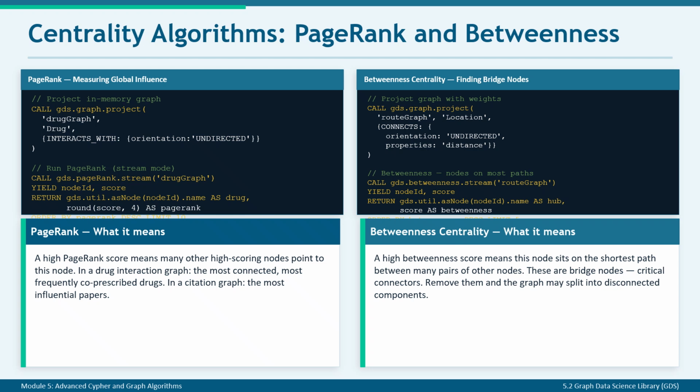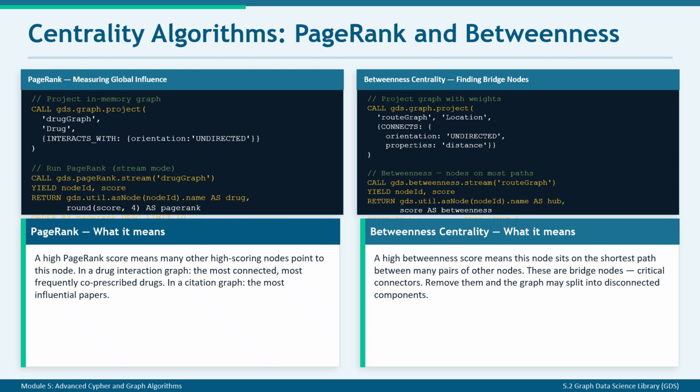The left code block shows PageRank on a drug interaction graph. First, you project an in-memory graph. Here we project drug nodes and their interacts_with relationships as undirected. Then you call gds.pagerank.stream on that projection. The yield clause pulls out node ID and score. You convert the node ID back to a node with gds.util.asNode and return the drug name and its score, ordered highest to lowest.